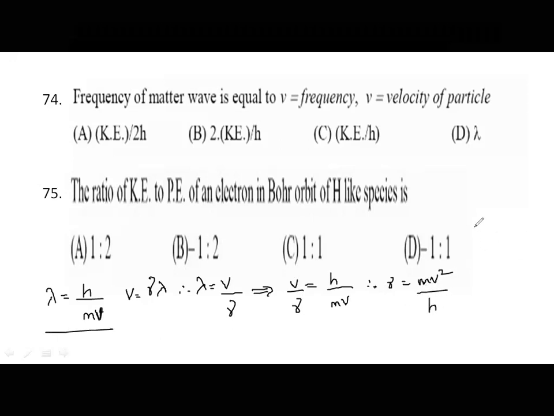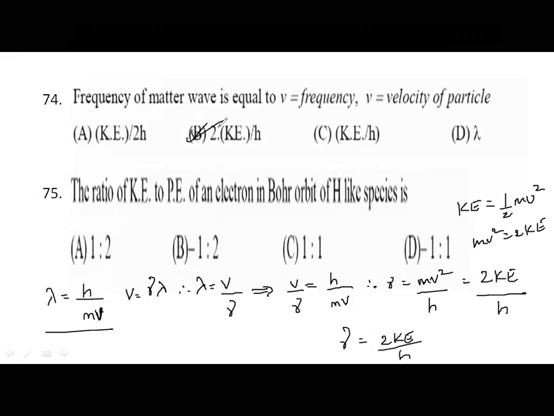What is mv square? It is related to kinetic energy. We know that kinetic energy is equal to half mv square. Therefore, mv square is equal to 2 into kinetic energy. So I can write it as 2 into kinetic energy divided by h. Therefore, mu is equal to 2 into kinetic energy divided by h. So option B is the correct option.